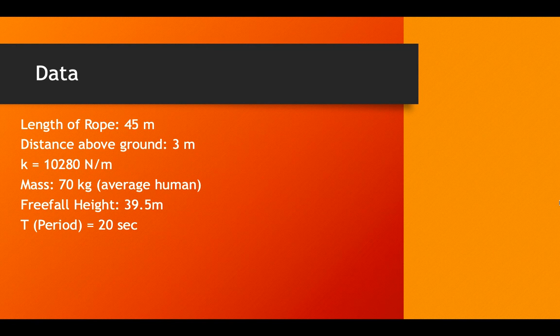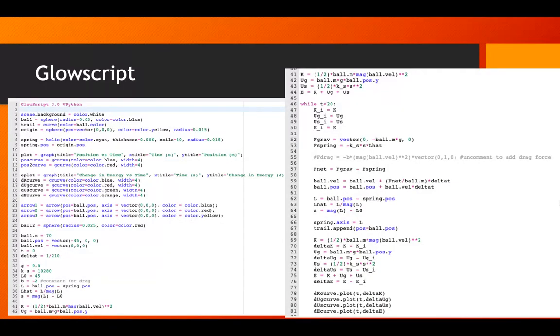So the data that I got off the internet to use is the length of the rope was 45 meters. The distance above the ground at the lowest point was 3 meters. The spring constant I found for climbing ropes is about 10,280 Newton meters. The mass of an average human is 70 kilograms. The free fall height that they said in the background video was 39.5 meters, and the period of one swing was 20 seconds.